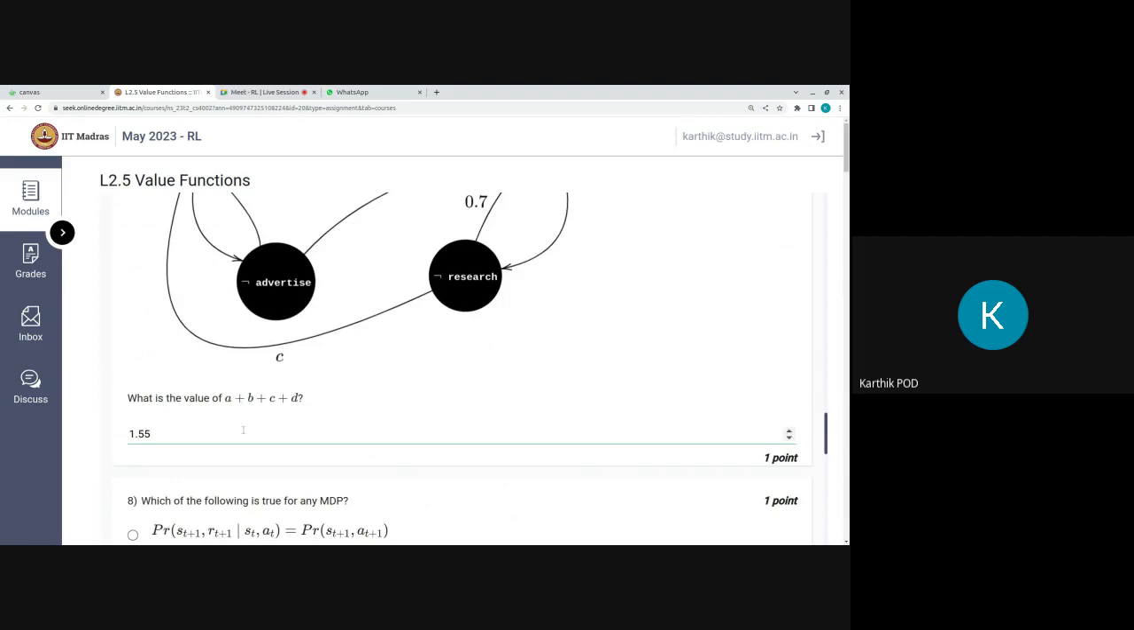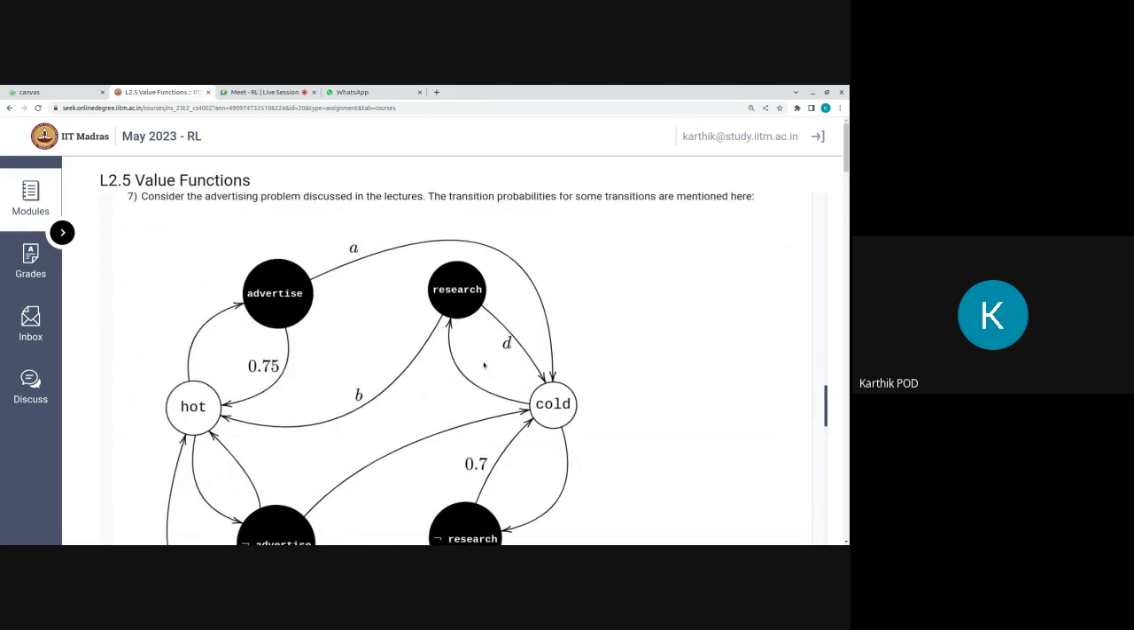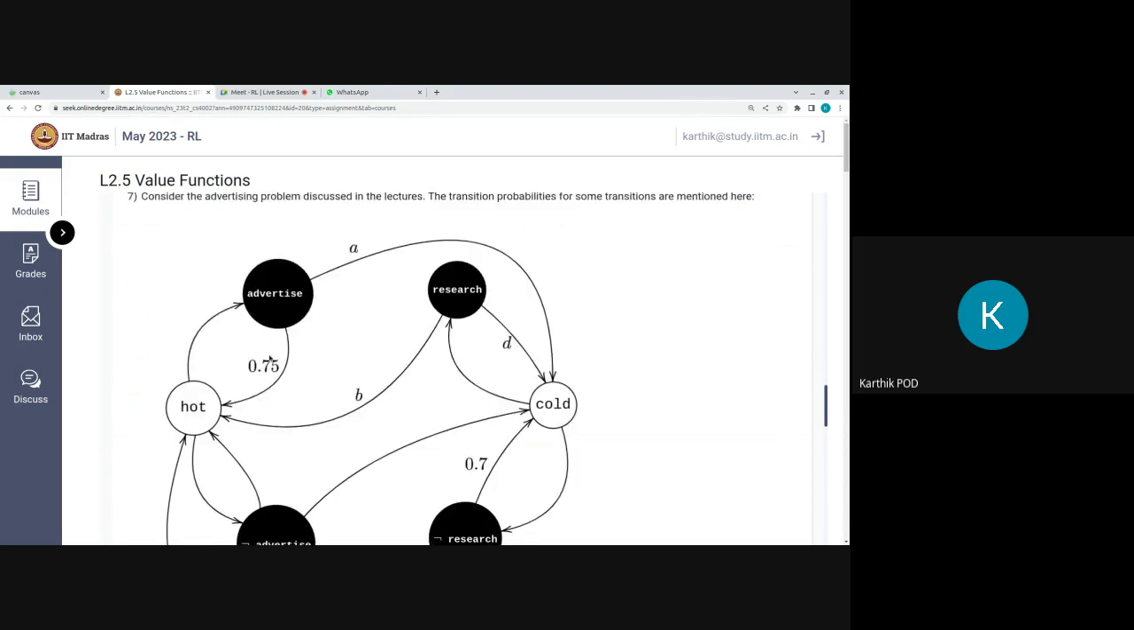So we are asked, what is the value of a plus b plus c plus d? You have two states and you have two actions from each state, and these are the transition probabilities. Some of them are given here. So any ideas what a could be here? Yeah, this is 0.25, right? So if you start from state hot and you advertise, you can go to hot again with 0.75 probability, and with 0.25 probability you will go to state cold.